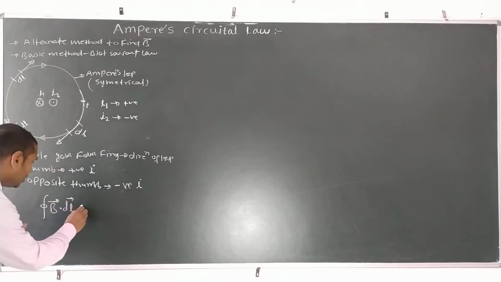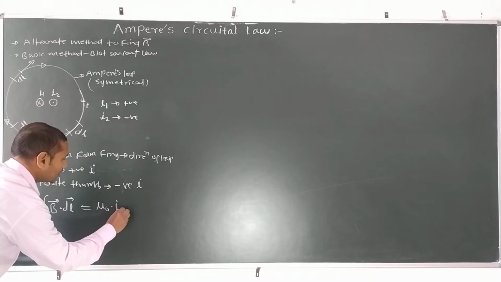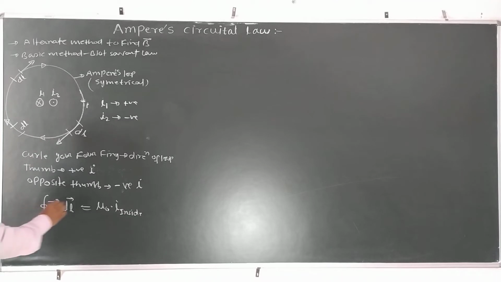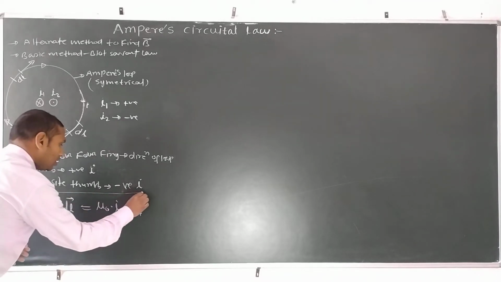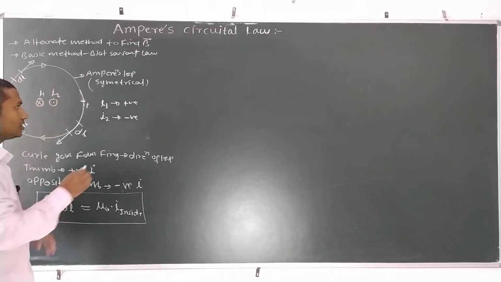So the integral of B dot dl is equal to mu naught into I inside. This is Ampere's circuital law. The direction of dl is tangential, that is, in the direction of loop. And for B, the magnitude of magnetic field, there are some criteria.